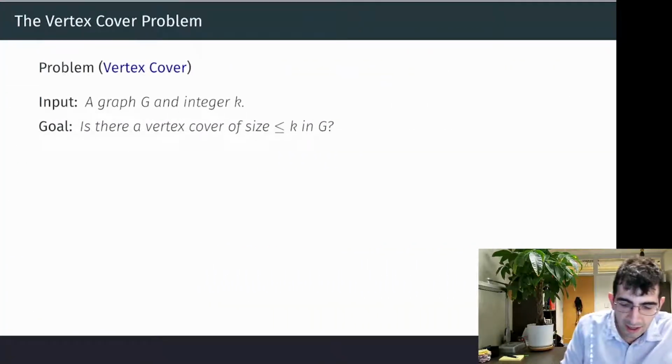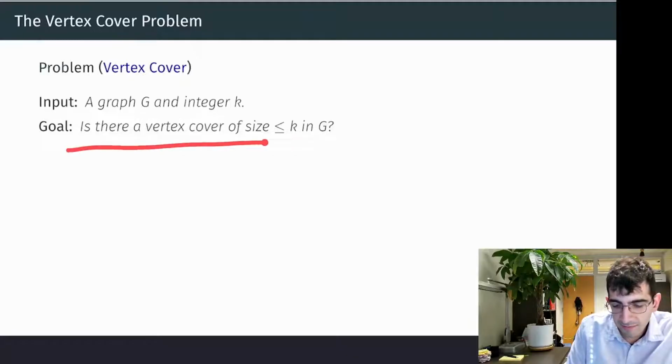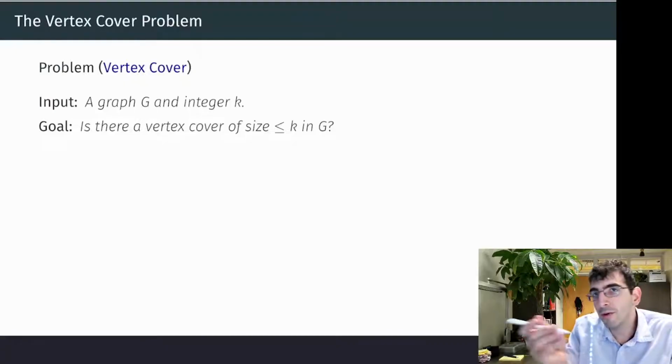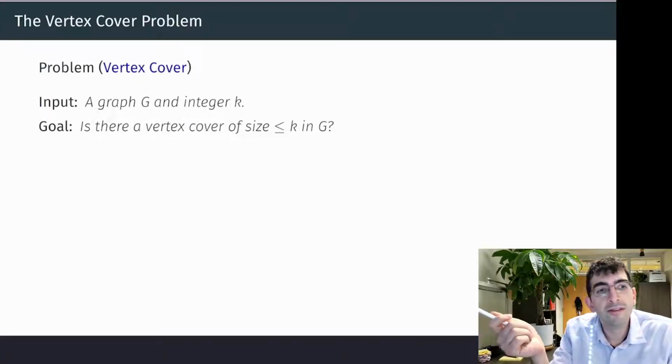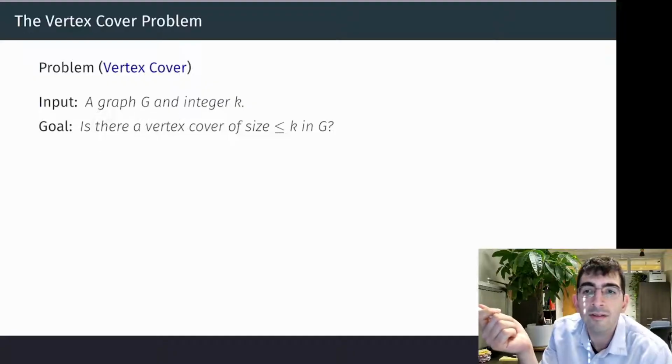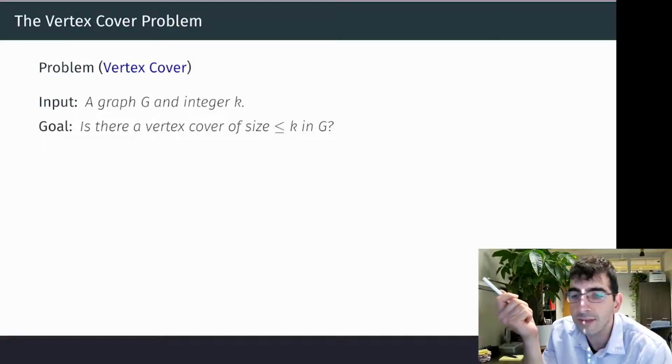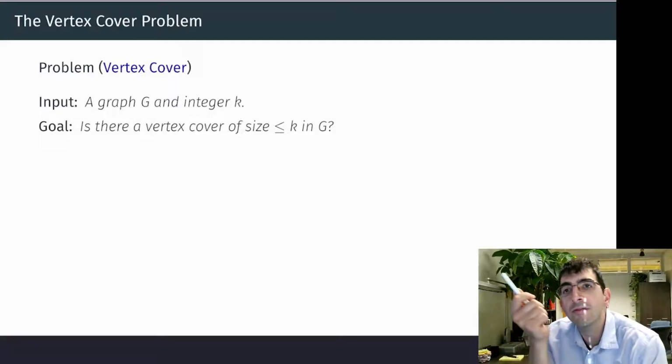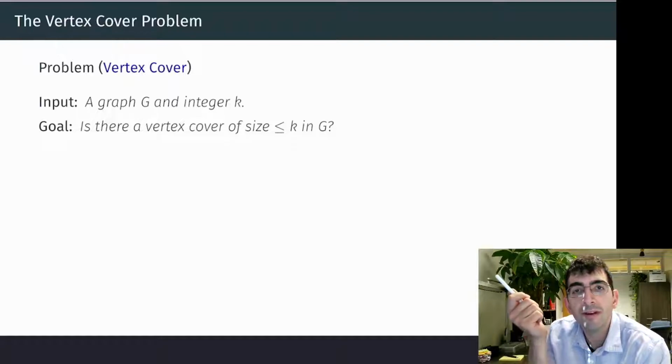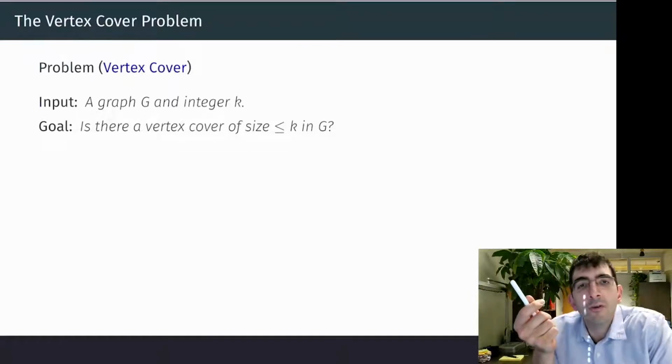We want to define: is there a vertex cover of size less than or equal to k in the graph, right? It would be cool if, for instance, there is a vertex cover of, I don't know, n over 2, right? That would be interesting. What if there's a vertex cover of 1 in the graph? That could tell us something very interesting. What would a graph with a vertex cover of 1 look like? I'll give you a moment to think about it.